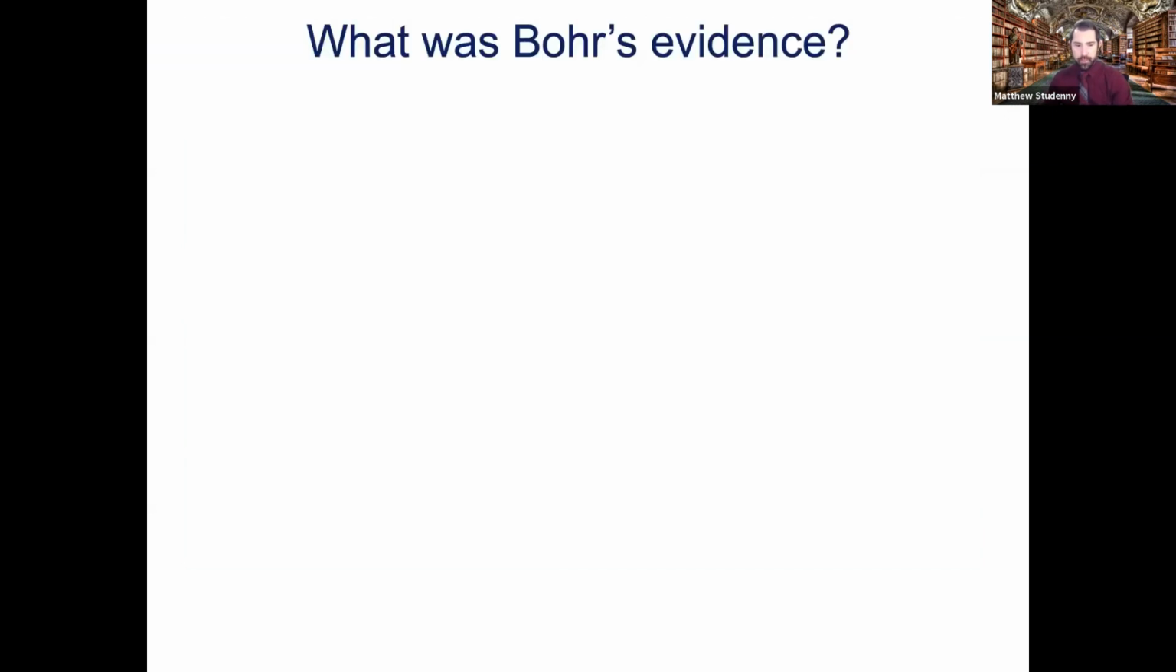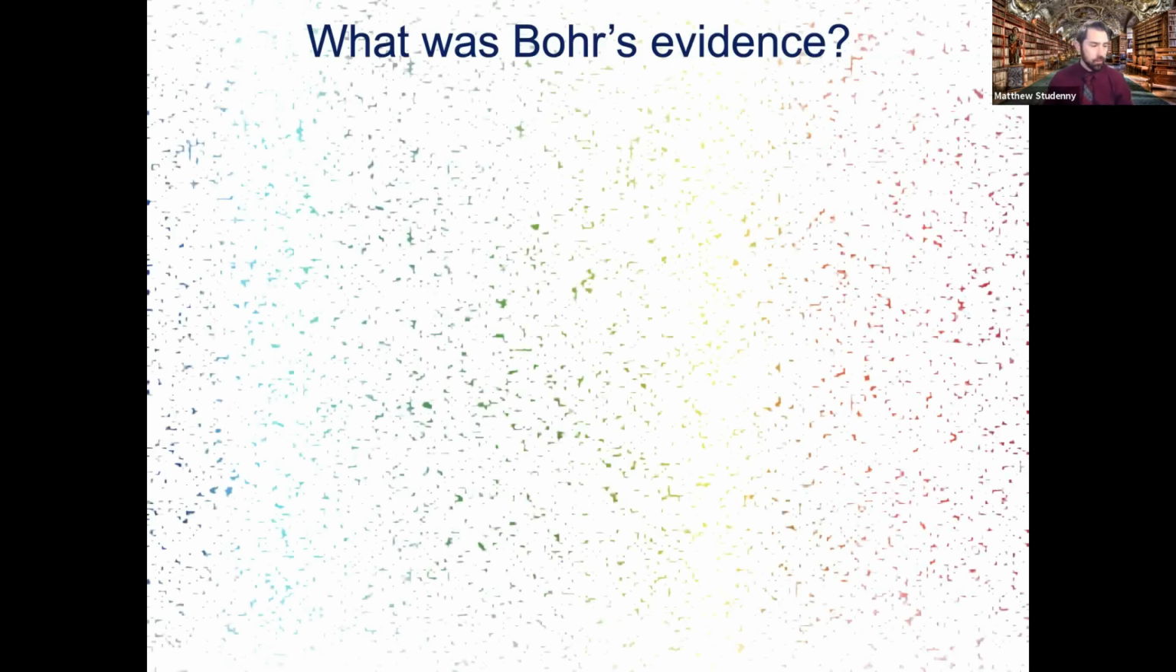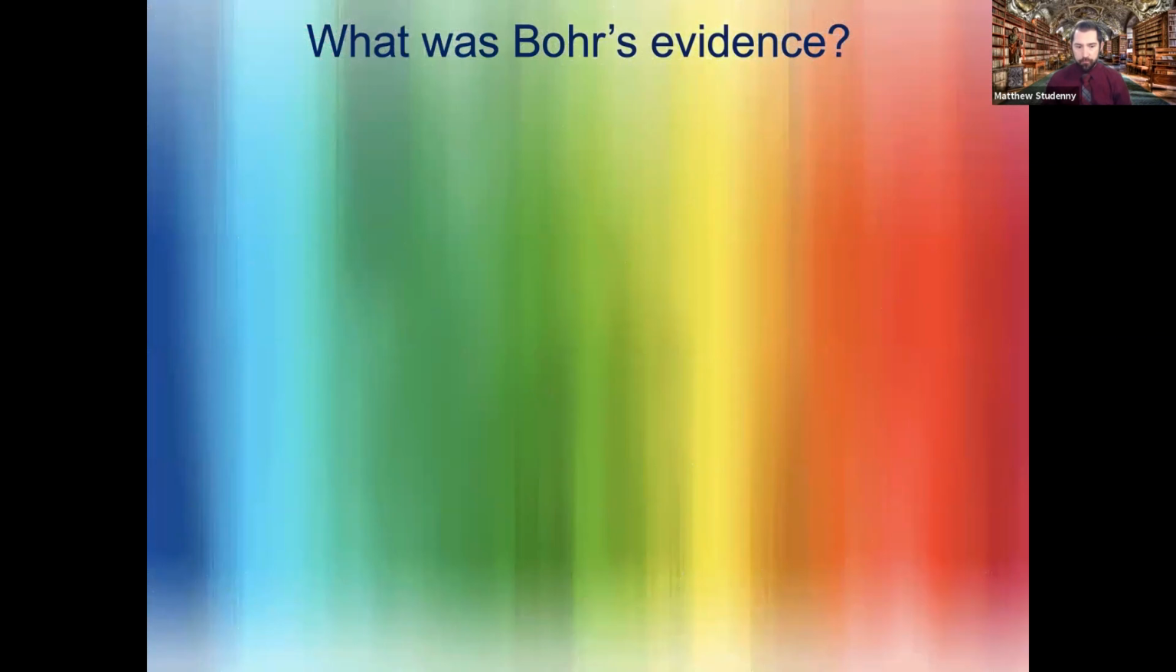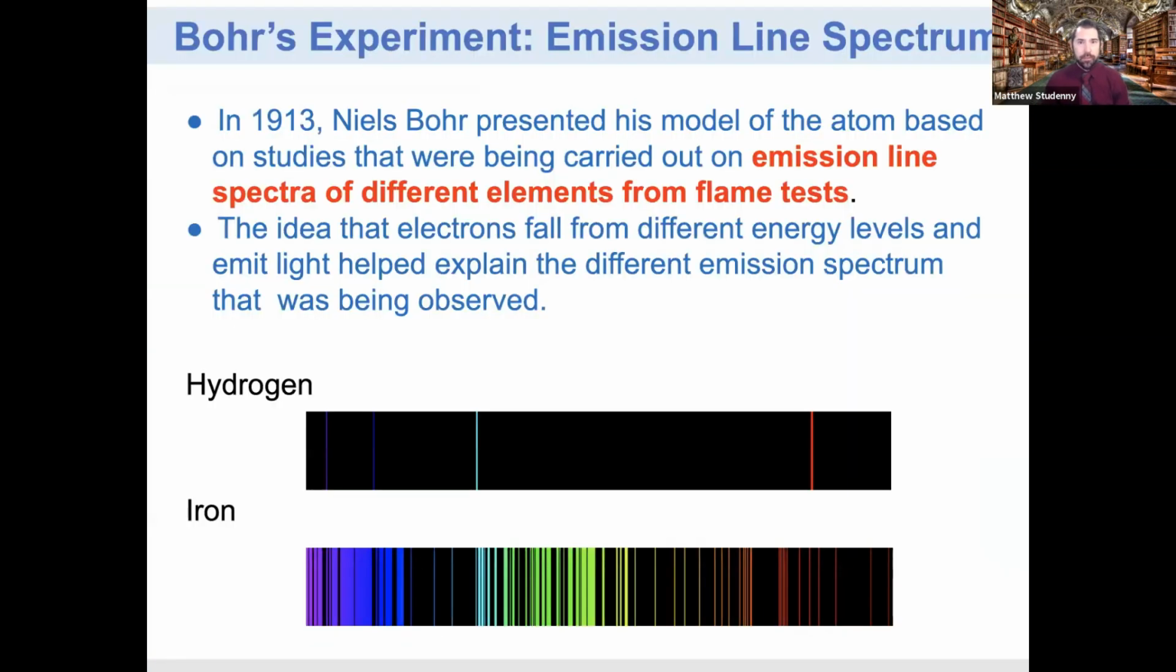So then what was his evidence to come up with this model? And it comes down to light. So you will see that in our lab this week, we're going to involve light in different colors, whether you're doing the in-person or online version. And so that's what he was working with. And specifically, it was these emission line spectra that he was seeing.